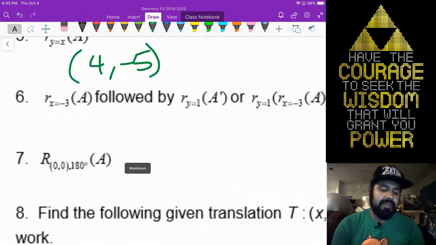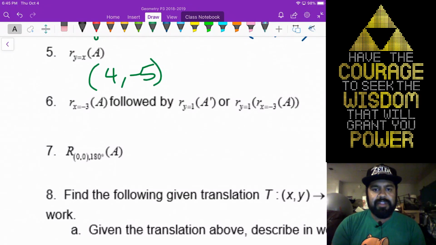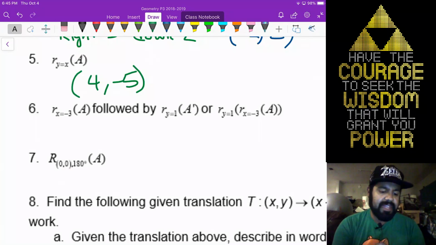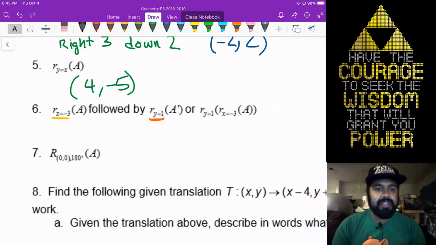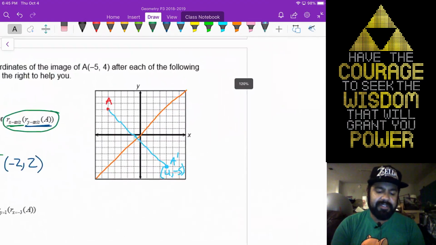All right, now here we have a double transformation. We have two reflections going on. We have a reflection over x equals negative 3, followed by a reflection over y equals 1. So we're going to do the x equals negative 3 first.